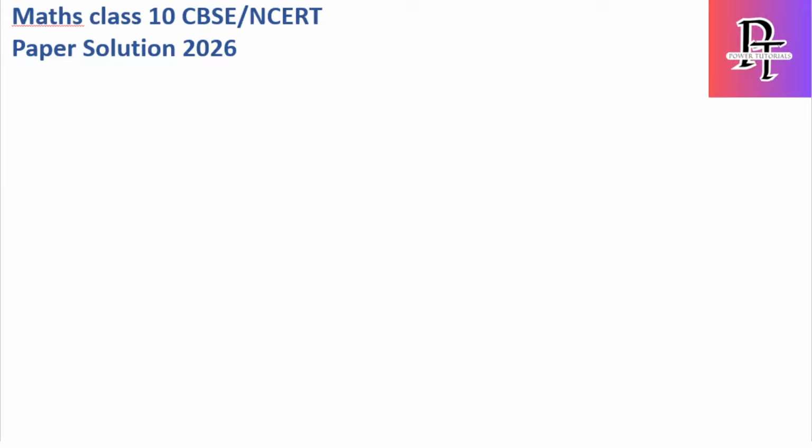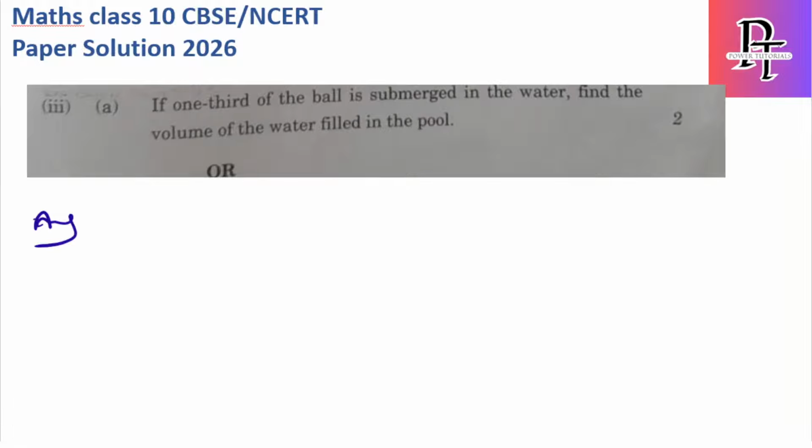If 1/3 of the ball is submerged in water, find the volume of water filled in the pool. Okay, this is okay, but we need to find two things. First, we need to find the volume of cylinder minus volume of ball. That will give me the water filled in pond. This is okay. What about B? Find the sum of outer curved surface area of the cylindrical part plus the surface area of the ball. If you feel that surface area calculation is easier, then go for B. If you feel that volume calculation is easier, go for A. But both are almost similar in difficulty level.